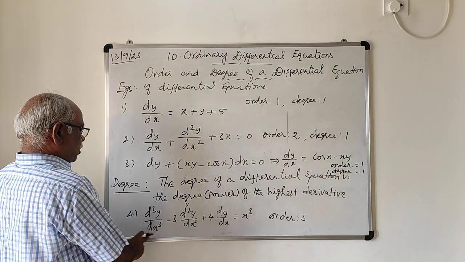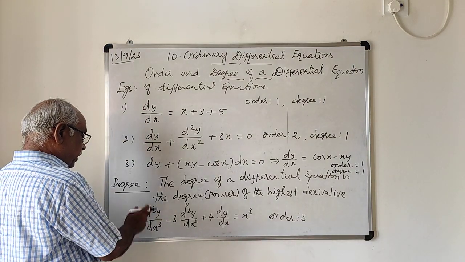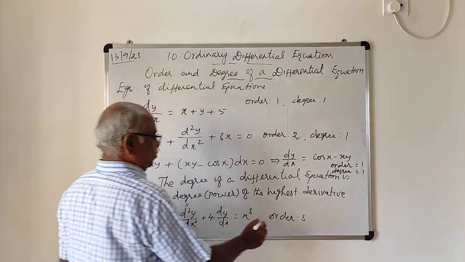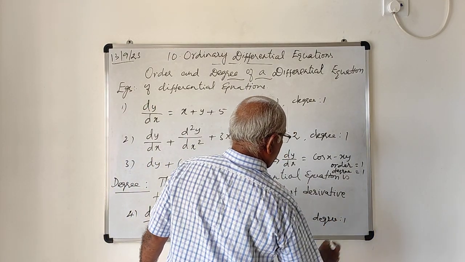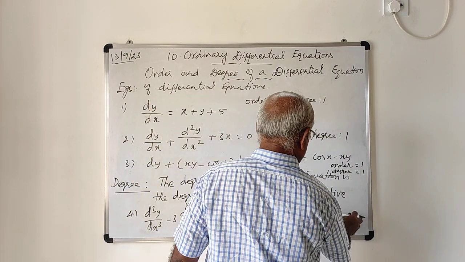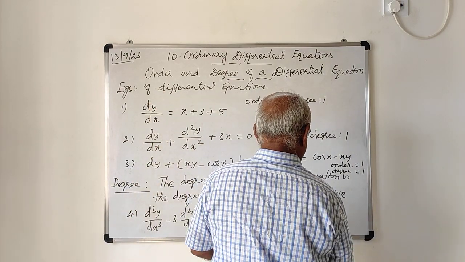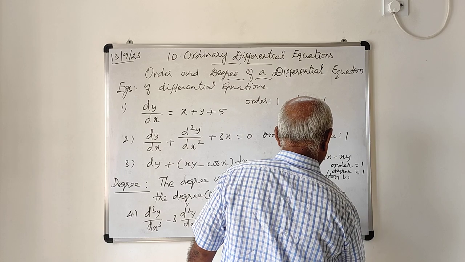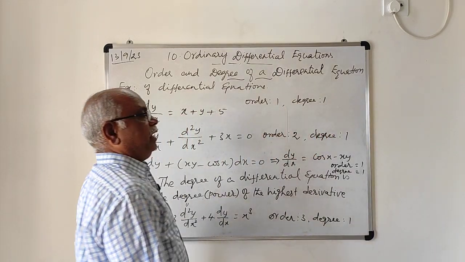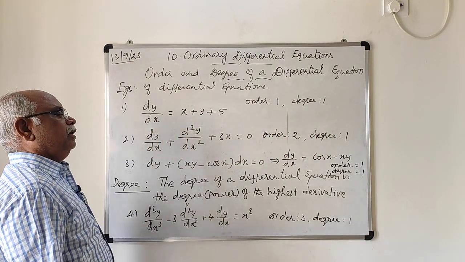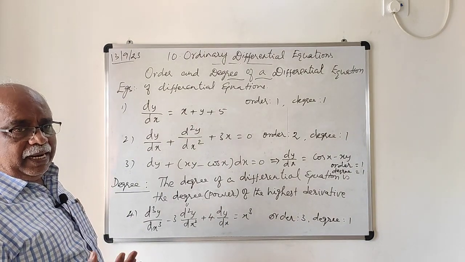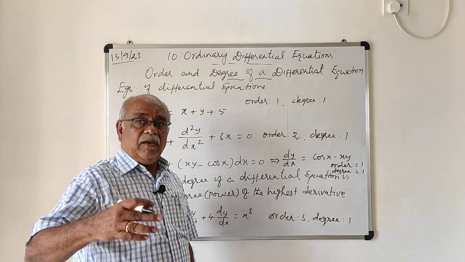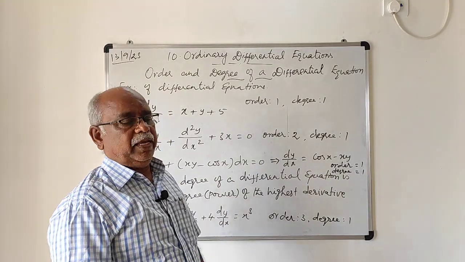Fourth one, order 3, the highest order is 3 and the degree of this highest order is 1, therefore degree is 1. Like that, the order and degree are defined. So order means the highest order derivative present in the equation. The degree of the differential equation is the degree of the highest order derivative present in the equation.